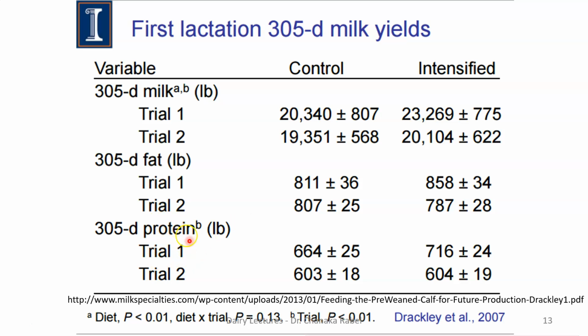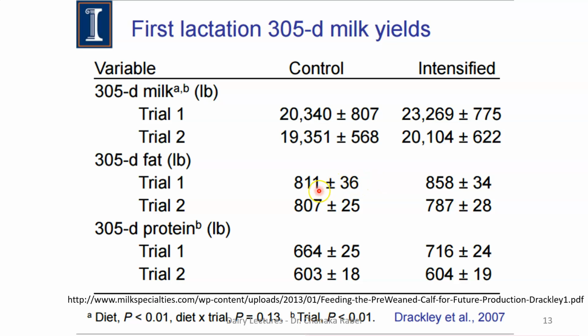So protein, milk protein, is not different by diet. See, diet would have been A, but here it says only B, right? So protein content trial is different. For some reason, the two trials were different, but not different by diet. And for fat also not different, right? So this is important, right?